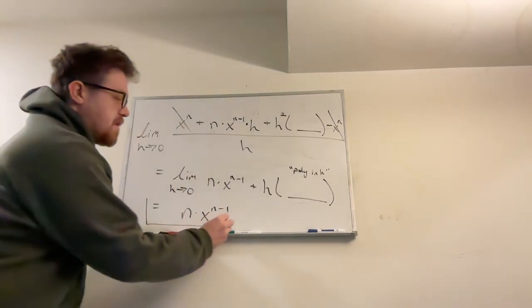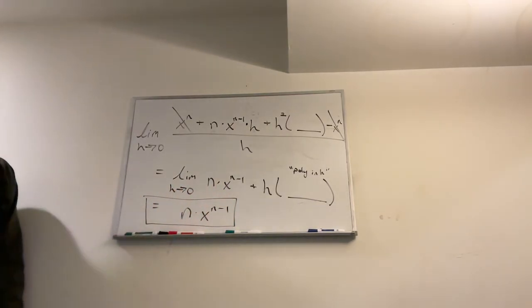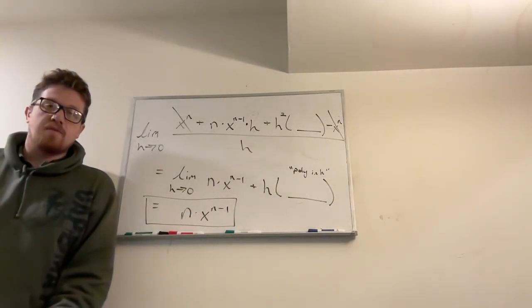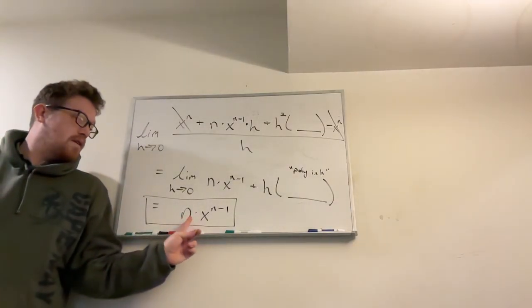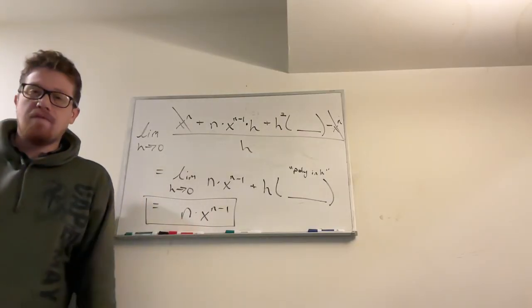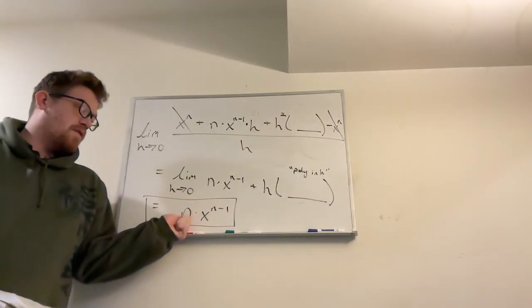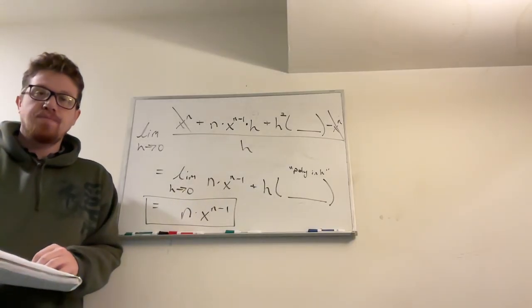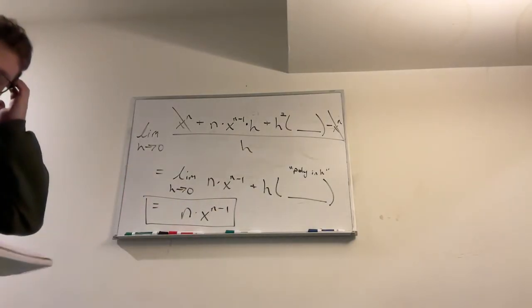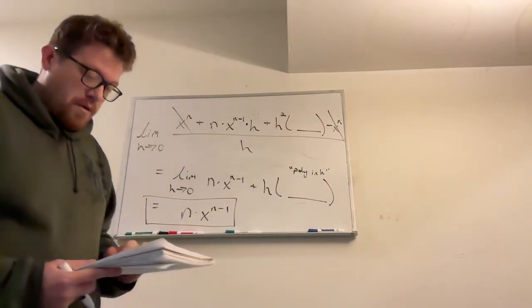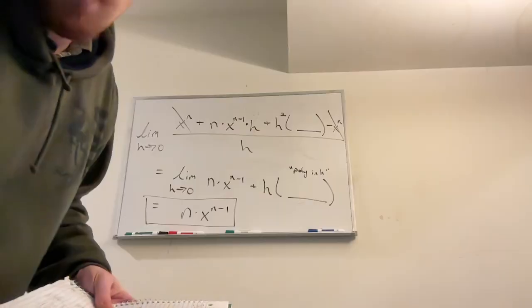We wanted to show that that limit was exactly n times x to the n minus 1. So this is the power rule. When you take the derivative of a power, you drop the power by 1. You pull the coefficient out first, so you get this n coefficient times x to the n minus 1. Okay, and yeah, that's a cool little proof of the power rule. Any questions in the chat?